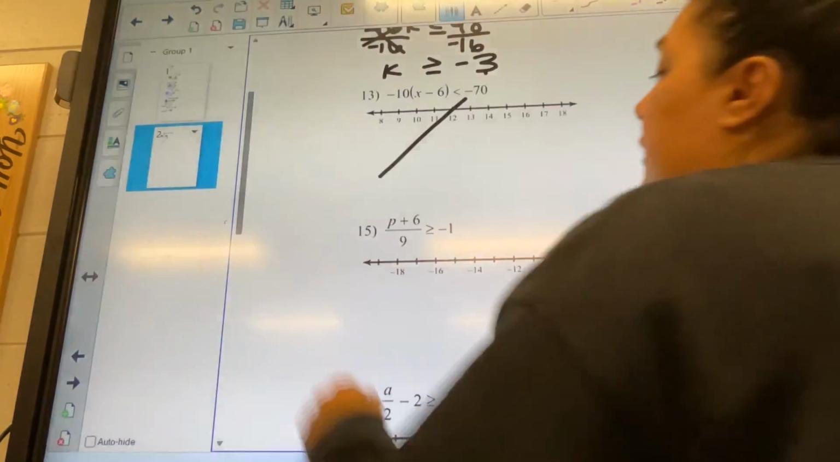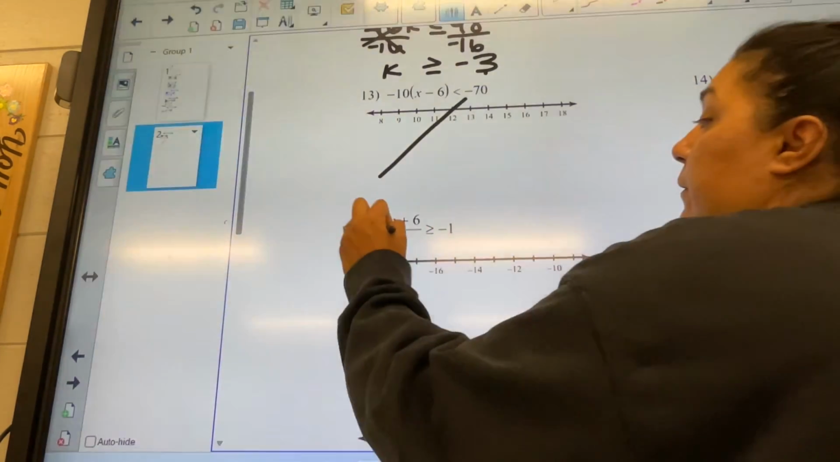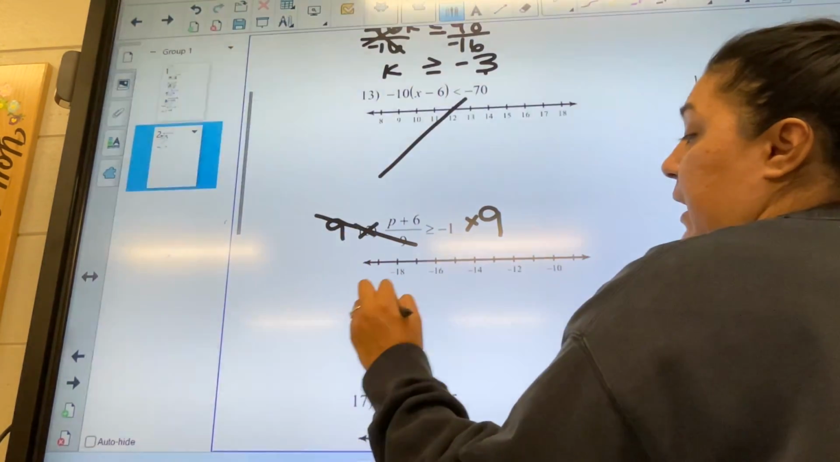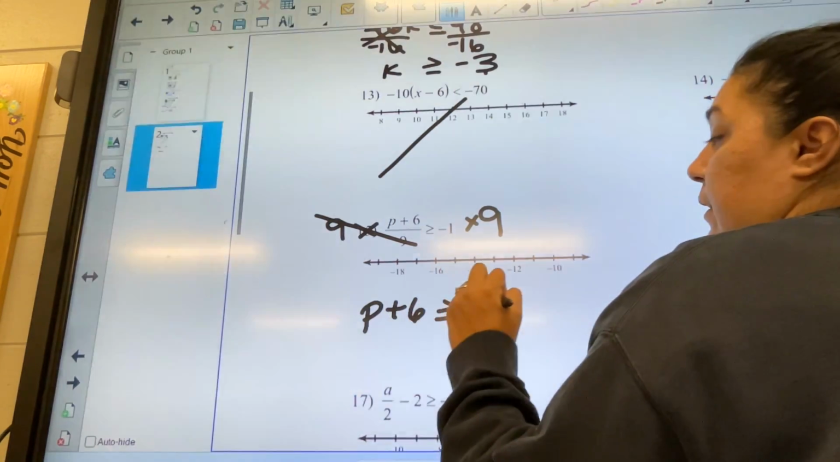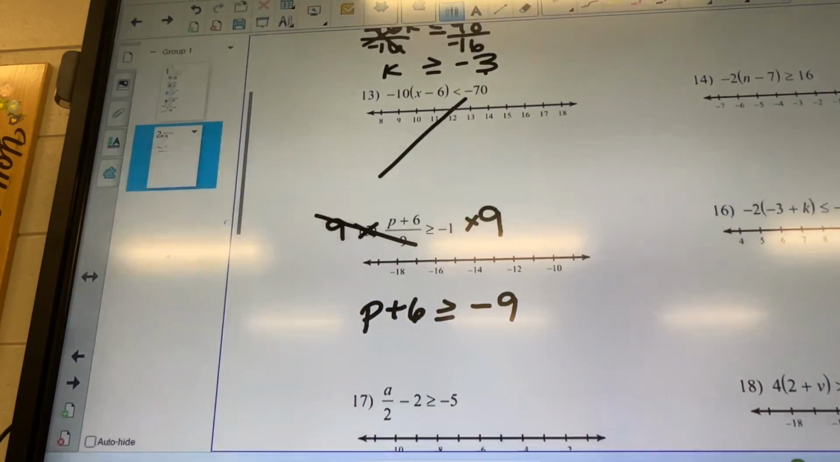Okay, look at 15. These are two steps. So who's the kid? The 9. How do I move that 9? We're going to multiply both sides by 9. So I'm getting P plus 6 and negative 9. Do I need to flip my sign? No. What did we multiply by? A positive 9. Even though my answer ended up being negative 9, the 1 was negative. We multiplied by 9.